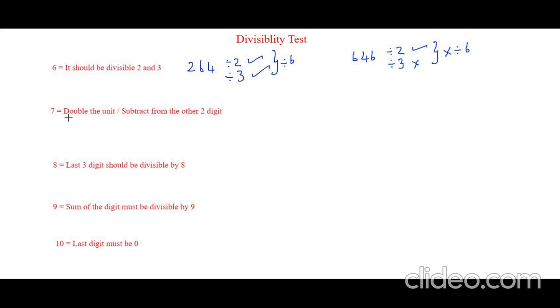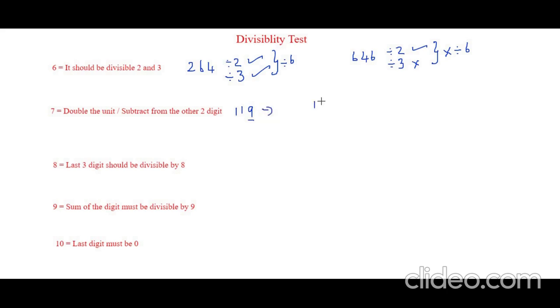Now let's check the divisibility test of 7, which is to double the unit and subtract it from the other two digits. Double the unit is nothing but doubling the unit place, the ones place. Let's check with an example. We will take the example of 119. The units place, that is the ones place, is 9. Let's double it.